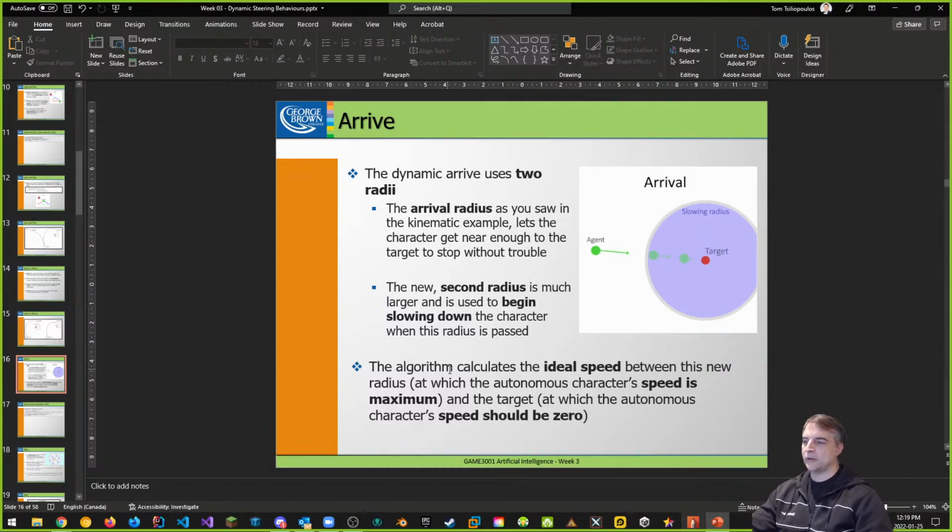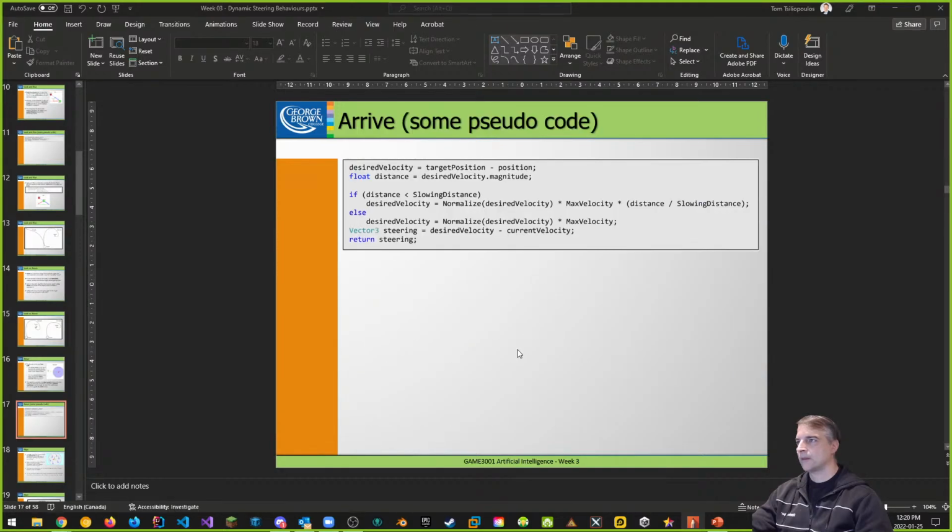A lot of times we want to calculate the ideal speed between the new radius, where character speed is maximum, and the target, where the speed should be 0. How can we do that? We can decelerate, or we can even use a linear interpolation, where we slow down from here to here based on the t value that we use to slow things down. It's an interesting way of doing things. It's very similar, but we have two radii. And here's some example pseudocode. I'm going to leave that for you to look at.